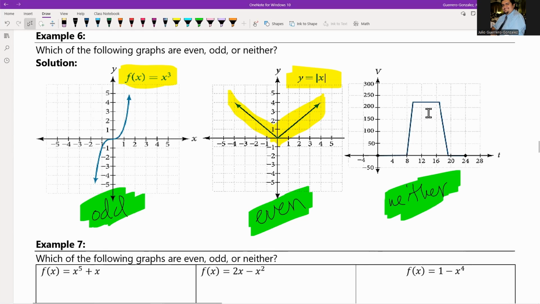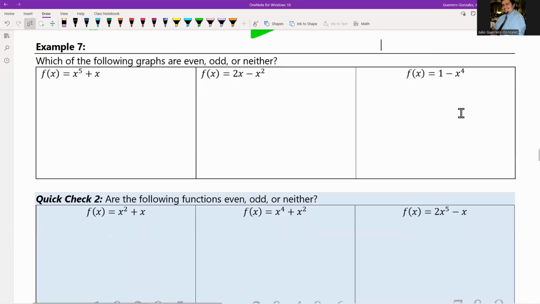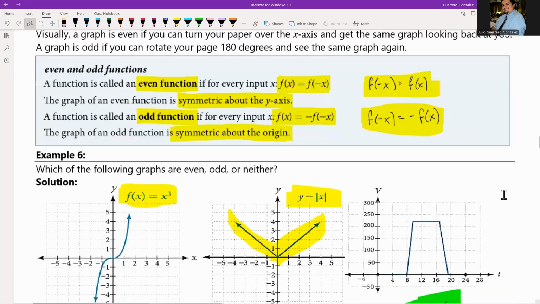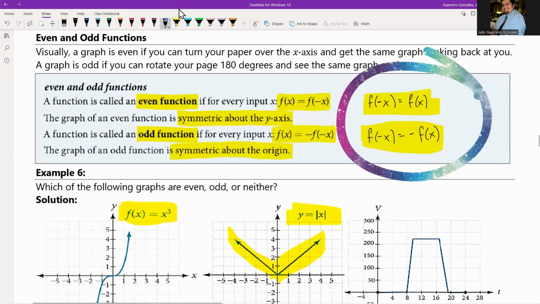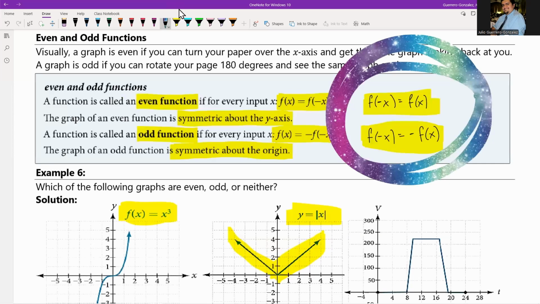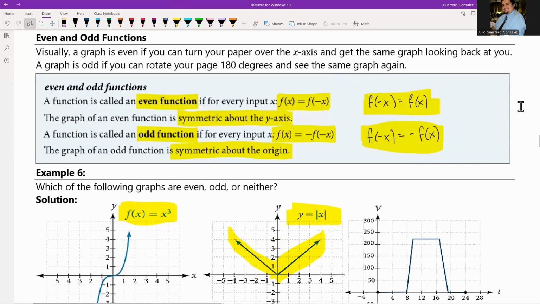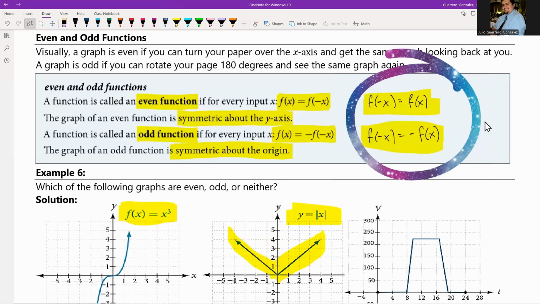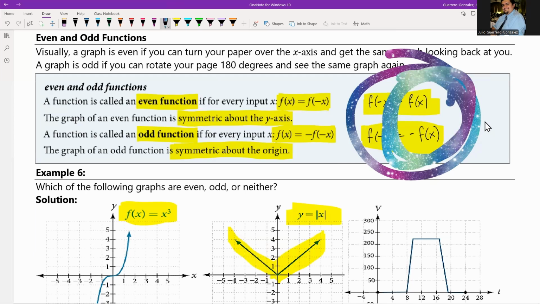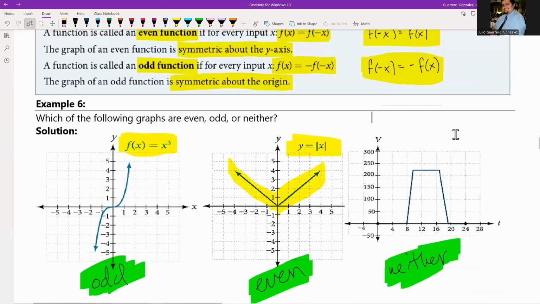So we know what odd, even, neither looks like on a graph, right? How do we determine said stuff from functions themselves? That's where these come in. Here's another reason why I like this definition, the one that I've circled, rather than the one from the textbook. Like I said, they're equivalent. So in the ones that I just circled, you always start off with plugging in negative x. It's the outcome that dictates whether you have odd or even. So let me show you guys what I mean.